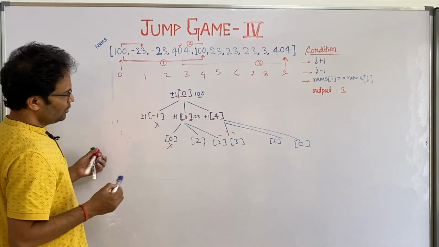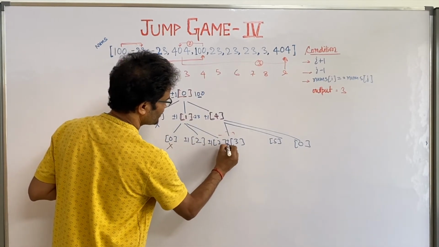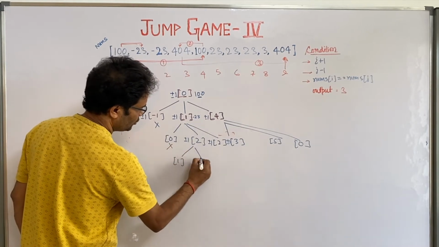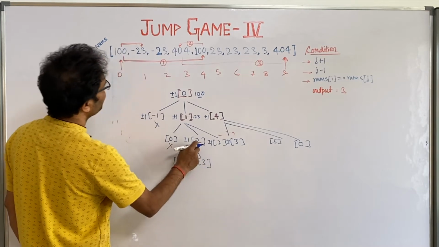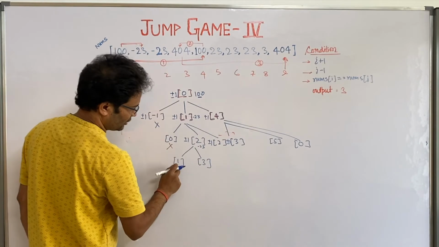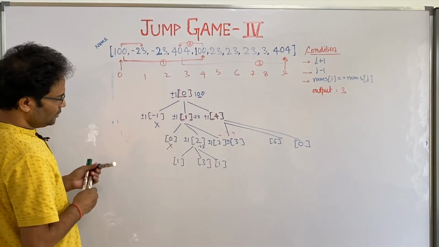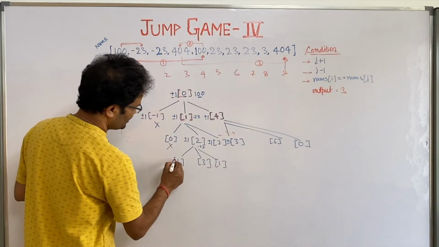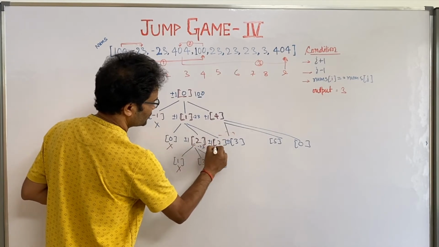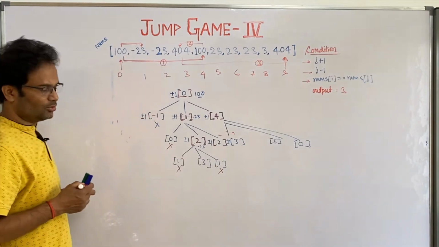From 2, where can you go? Again plus or minus 1. From 2 we can come to 2 minus 1, which is 1, and 2 plus 1, which is 3. What is the value of 2? Minus 23. So we can also go to 1, but we have already taken it. In this case we have already visited 1, so this is also discarded. 2 is also visited, and 1 is already visited, so we will not go there.